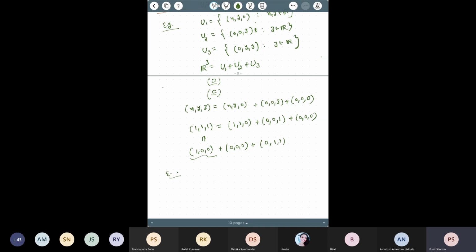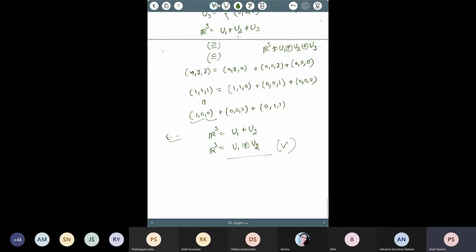And you can take another example, like let's say a simple example. Instead of U1, U2, U3, can you say this thing here? Yes, sir. But can you also say that R3 is equal to this one? Yes, sir. So you can see that this is a direct sum, but this is not a direct sum. So here R3 is not equal to the direct sum of U1, U2 and U3. Now is it clear what I mean by the uniqueness here in the definition of direct sum? Yes, sir. Okay.